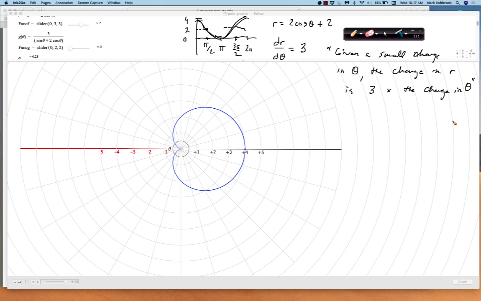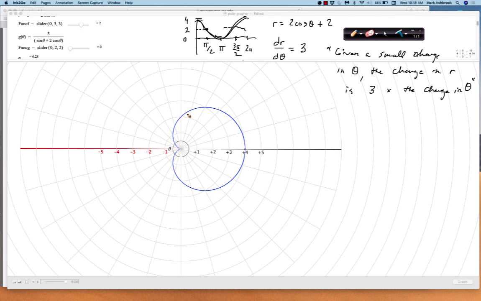So what does this mean? For a change in theta, r changes by 3 times as much as theta. So where in this graph might dr d theta be 3? How about in the first quadrant? Could dr d theta be 3 in the first quadrant?